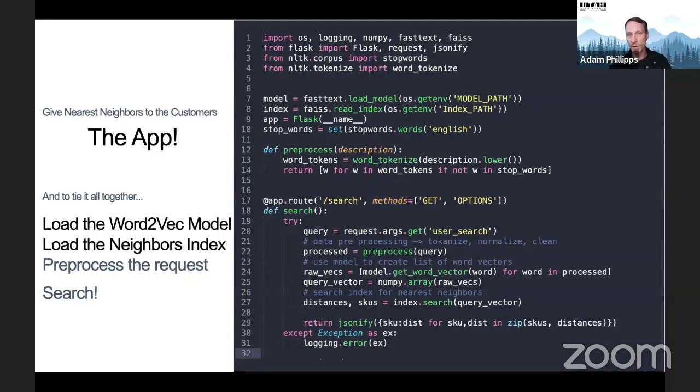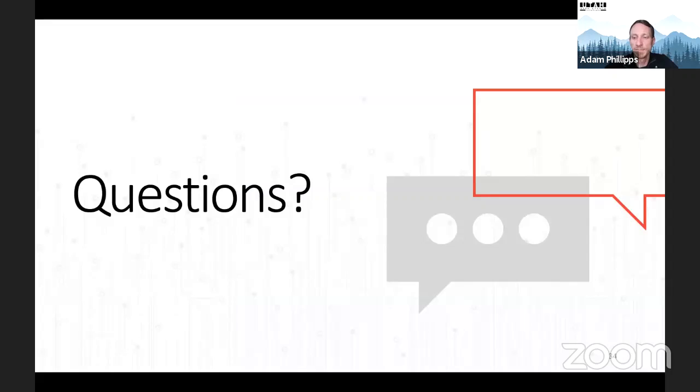I just grabbed that model that we saved out to a bucket and loaded it up. So now I build vectors, and now I can use my index. Like on line 27, I say index.search. Here's the vector that we just built from my user's query. And the FAISS index will send back some SKUs and distances, and then I can send them to the customer. So yeah, that's all we got. Hopefully there's questions.